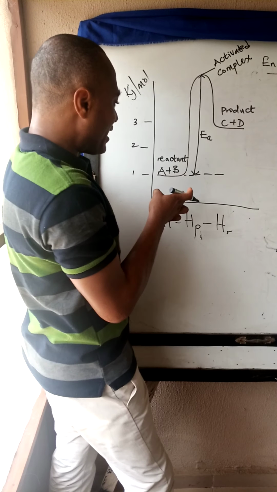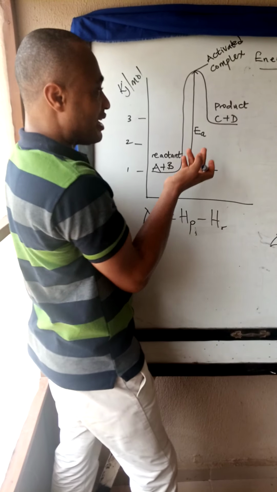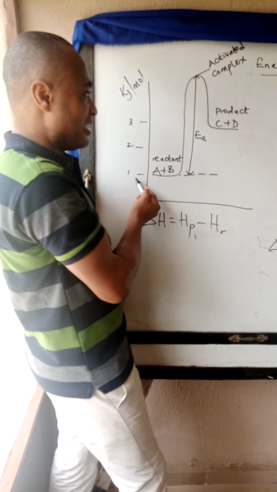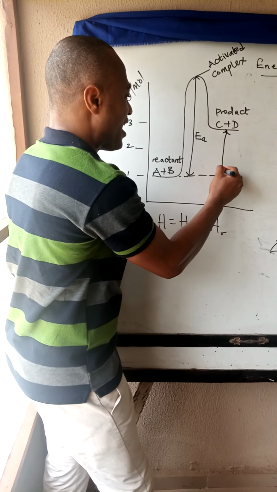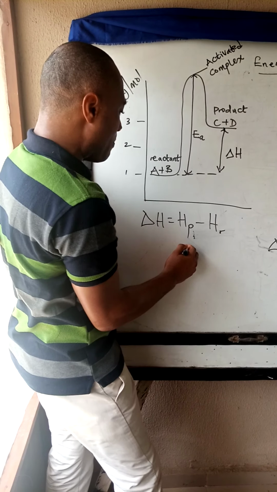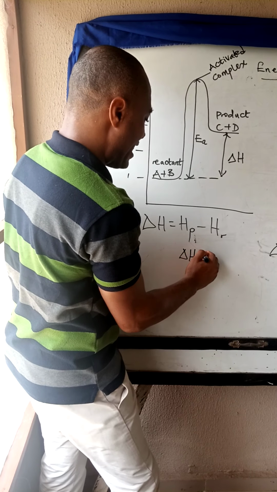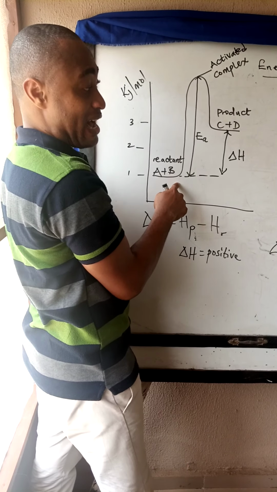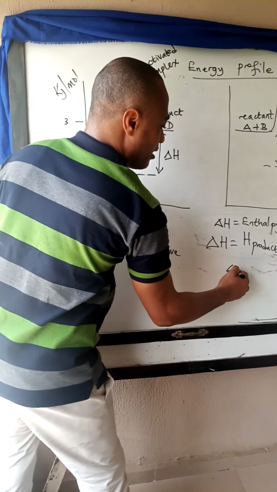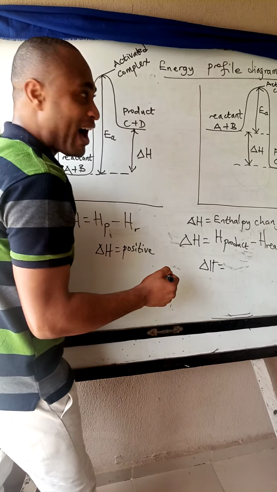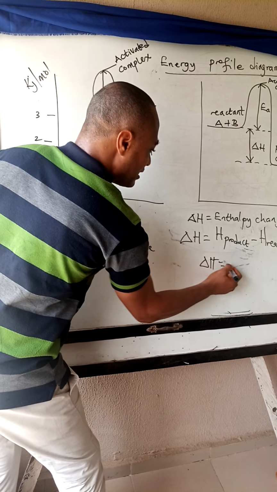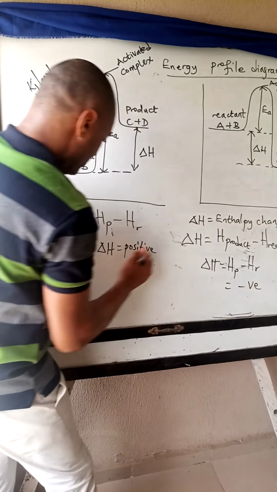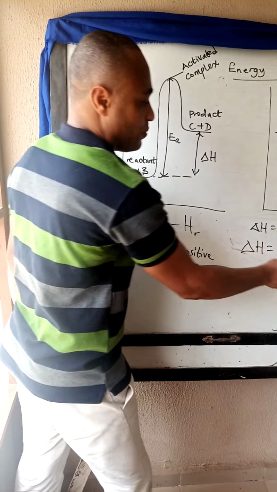Now, if I subtract reactant from product, which one is higher? Yeah, you got that right. The product is higher than the reactant. And that means if I subtract the reactant from the product here, I will get a positive value. So my delta H here is going to be positive. That's because product is higher than reactant. If I do the same thing here, which one is higher? Yeah, the reactant. That means if I make product minus reactant, I'm going to get a negative value. This will be positive, and this will be negative.